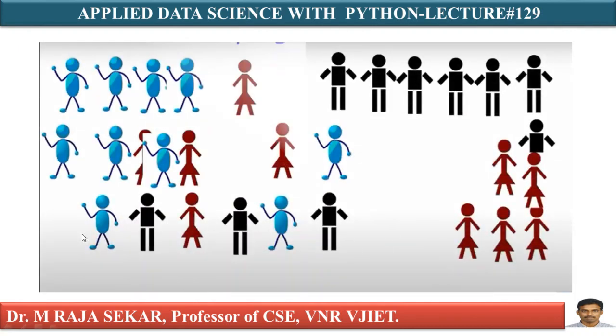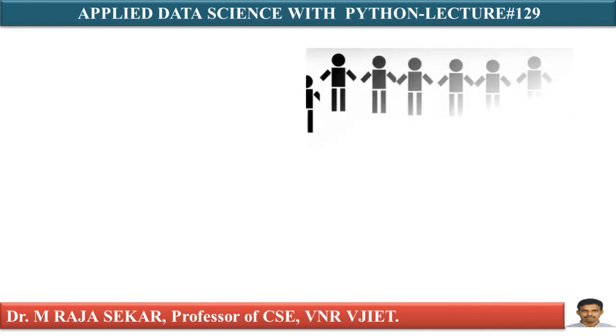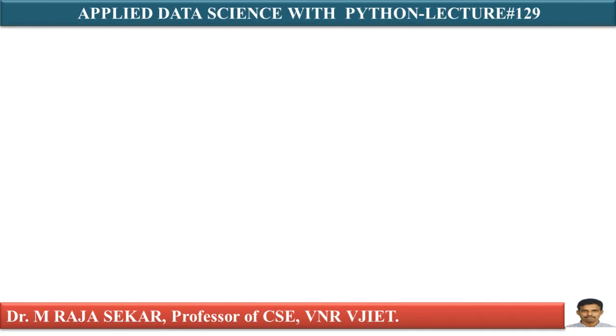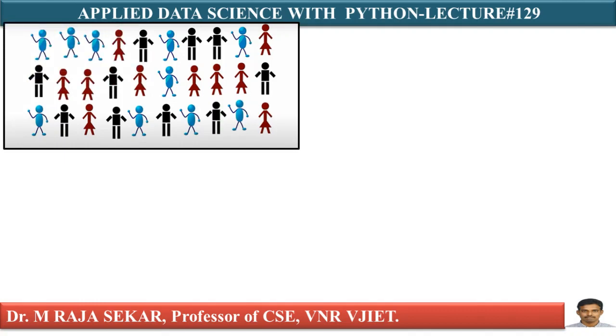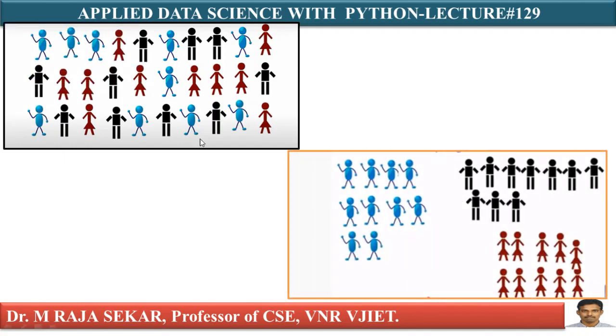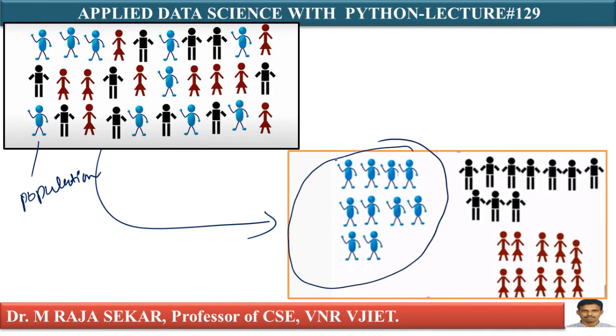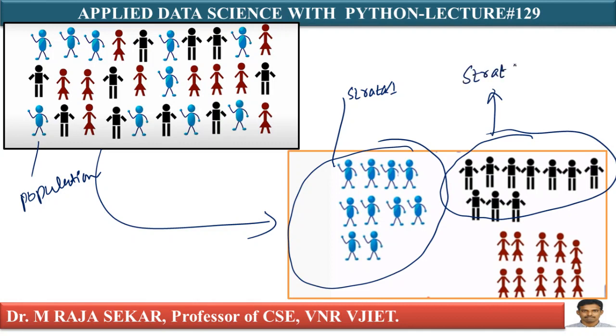I am forming the strata, just see. After some stage, what happens? If you observe carefully, this is my original population from which I have formed. This is, let me say, strata 1. This is, let me say, strata 2. This is, let me say, strata 3.